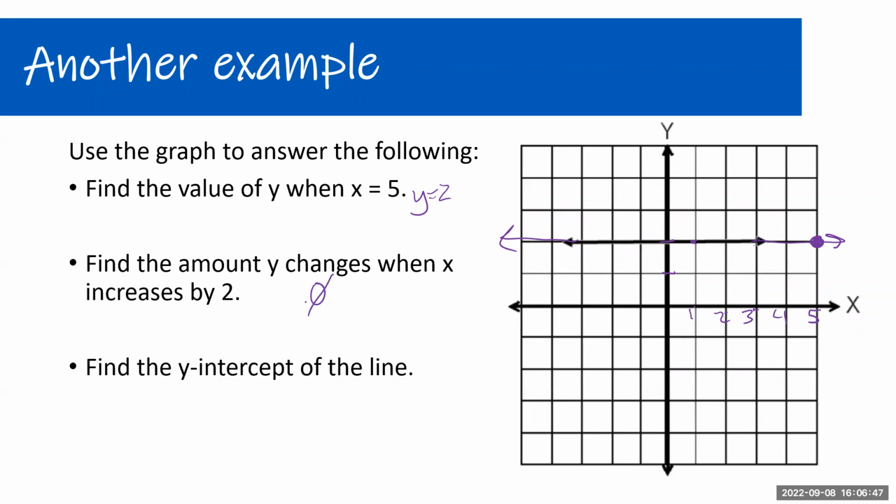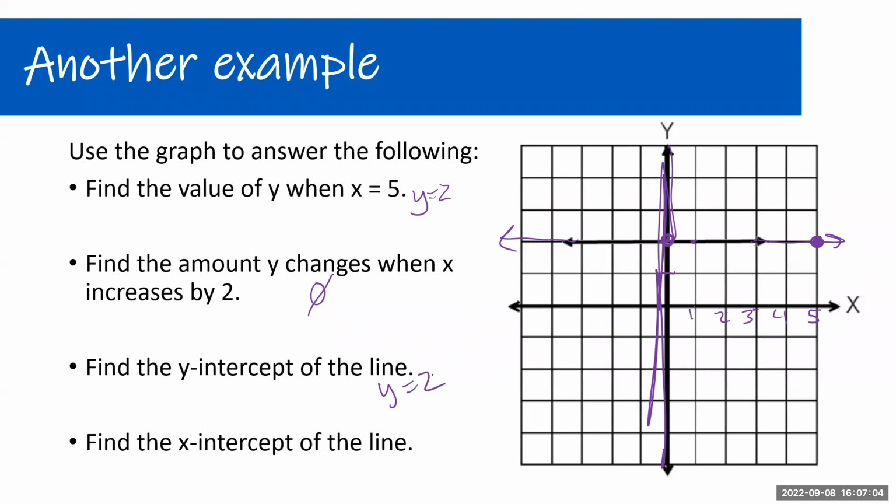What about the y-intercept of the line? Is there a y-intercept? Sure. It hits this y-axis right here at 2, because y is always 2 here. So of course its intercept is at 2.